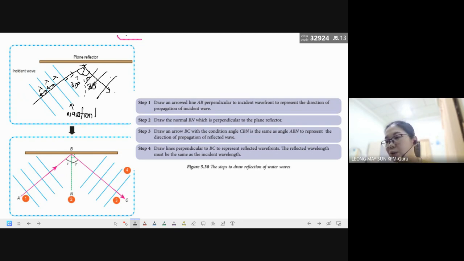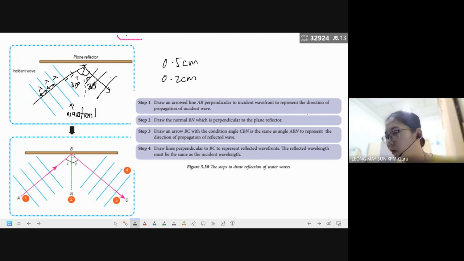So normally I use 0.5 centimeter. All right, when I draw in an exam, I usually use 0.5 centimeter or 0.2 centimeter. It doesn't matter for reflection of wave. As long as the distance between the two lines are the same, it's acceptable. Okay, so I notice my line is starting to get that already. So this is actually drawing the reflection of wave.